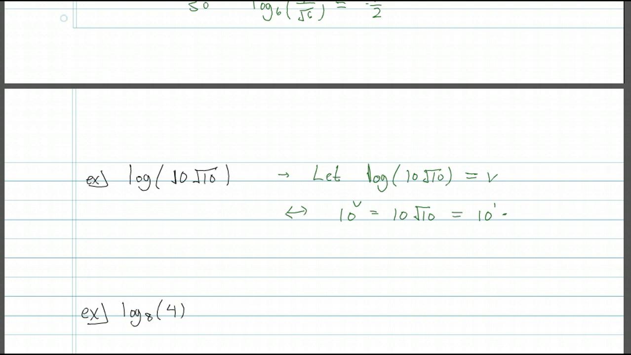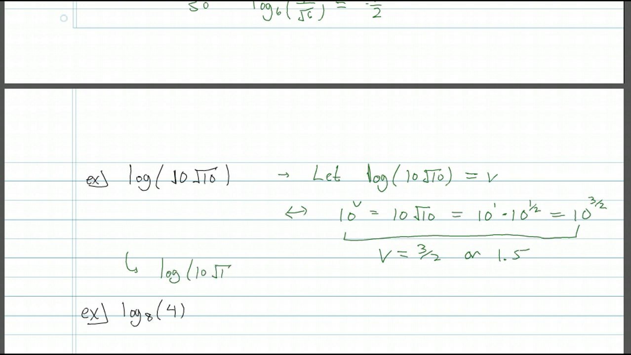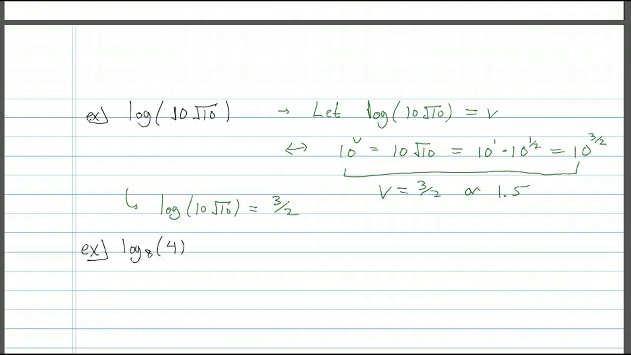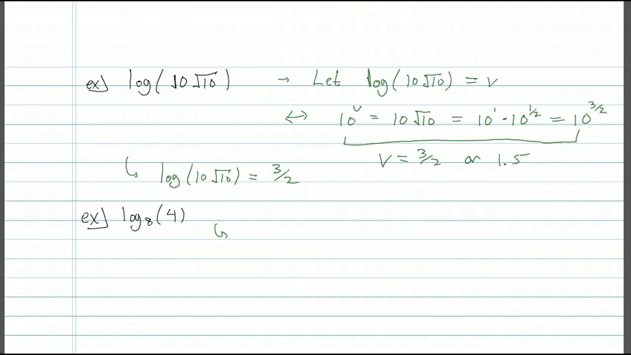10 is just 10 to the 1st power. Square root of 10 is 10 to the 1/2 power. So since we've got the same base, we add the exponents, and we get 10 to the 3/2 power. So v is 3/2 or 1.5. And that's what we include. Log base 10 of 10 radical 10 is 3 over 2, excuse me. Remember, whenever you don't see a base on a logarithm, it's assumed to be base 10.